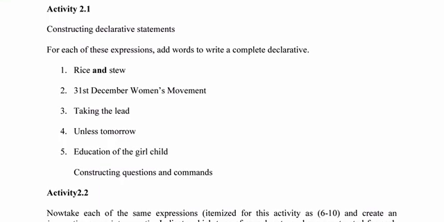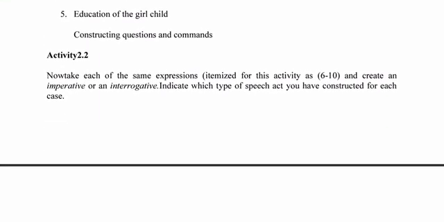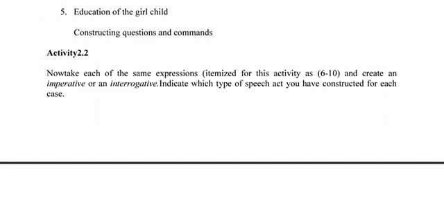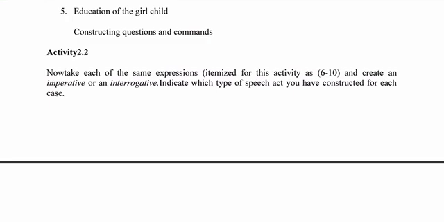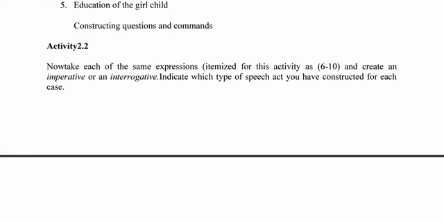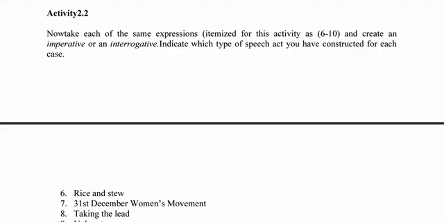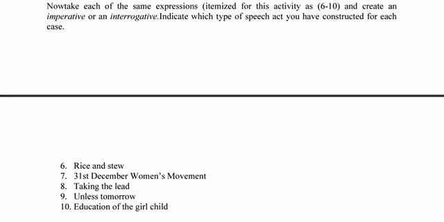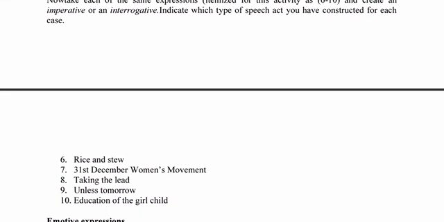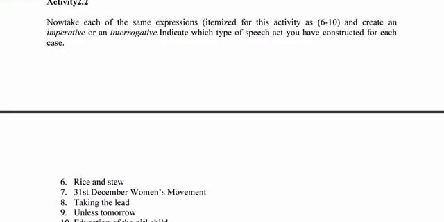age. Okay, so activity 2.2, constructing questions and commands. Activity 2.2. Now take each of the same expressions. Itemize them for this activity as 6 to 10 and create an imperative or an interrogative. Indicate what type of speech act you have constructed for each case. By now you have a solid understanding, so let's just do 6 and 7. I'll leave 8 to 10 to you. You can comment them to test yourself.